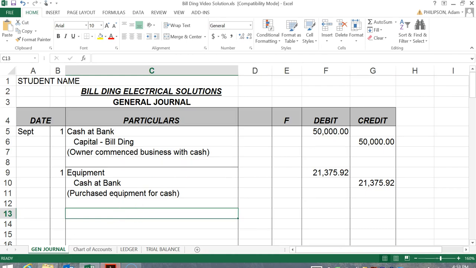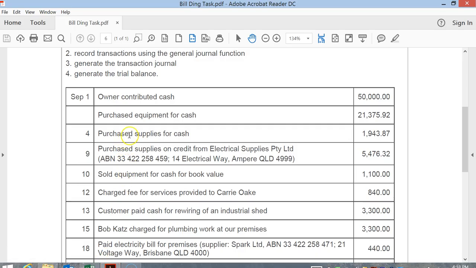Okay, next entry. Purchase supplies for cash. Supplies is an asset, and since we've bought supplies, that supplies asset is increasing, therefore it's the debit. Our cash at bank asset, which is normally a debit, because we've purchased supplies using cash, our cash at bank is going down, therefore it's going to be the credit.